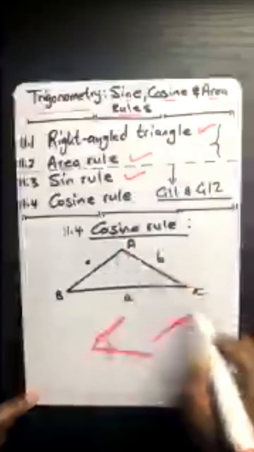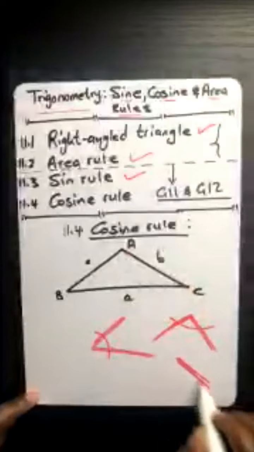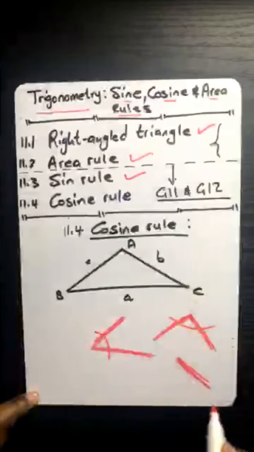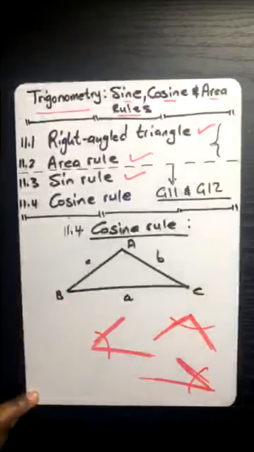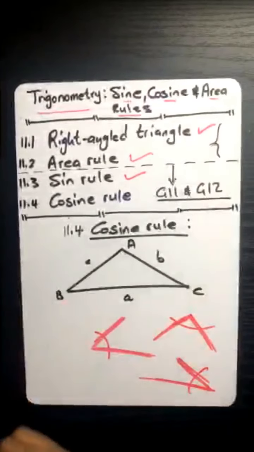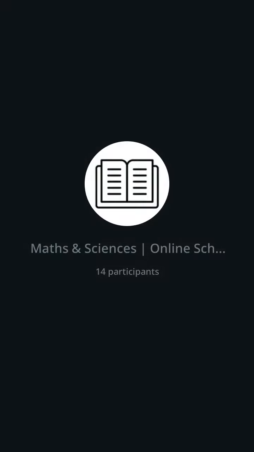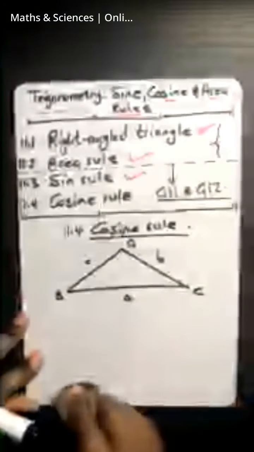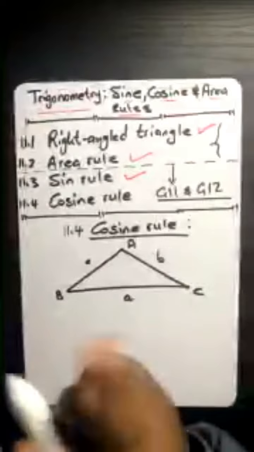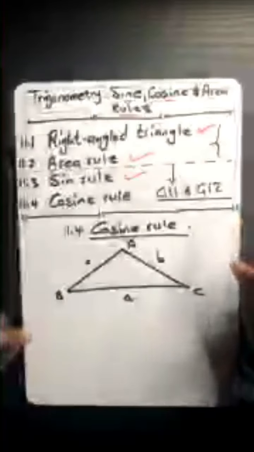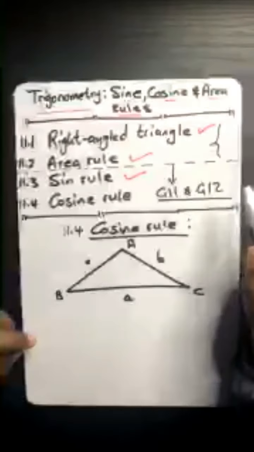You concentrate on the side, which could be that one, and the angle in between. Easy, easy. That is how the formula for the cosine rule is formulated. You just need to know it by heart, even though it is given in your formula sheet.